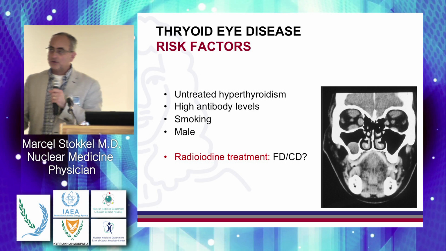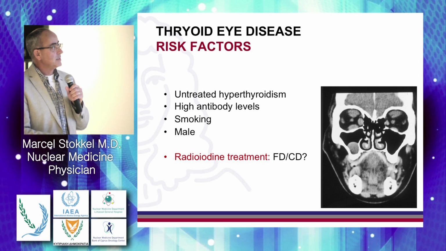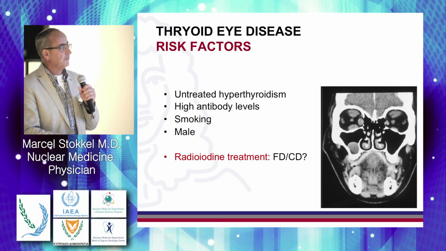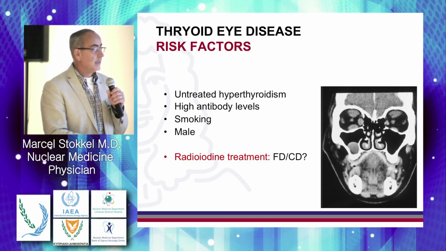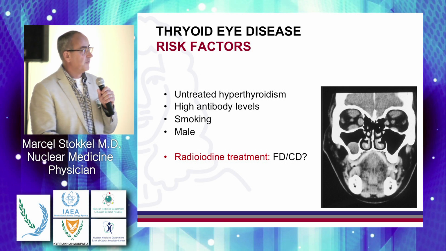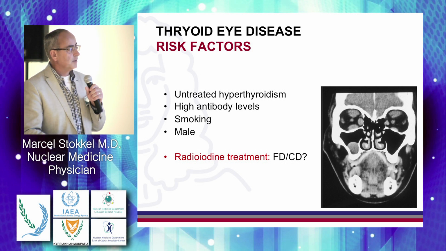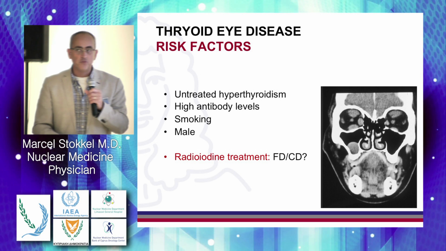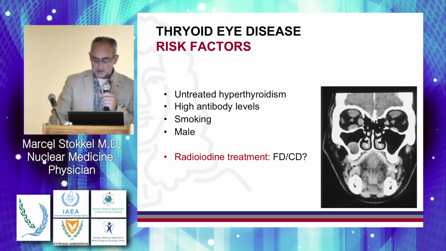What we just heard already, there are some risk factors for thyroid eye disease: untreated hyperthyroidism, high antibody levels, smoking, and male sex. Those are the most important risk factors for thyroid eye disease. The question is, what about radioiodine treatment? Should we use a fixed or calculated dose? And what should we achieve in these patients?